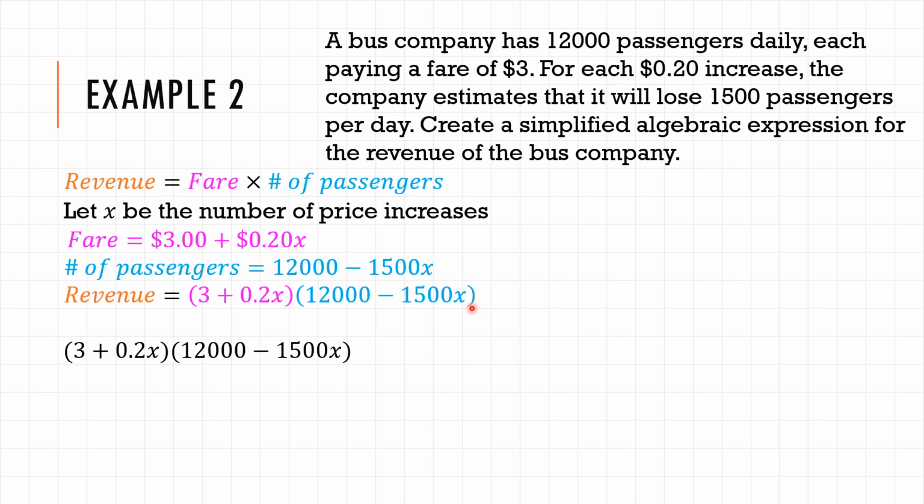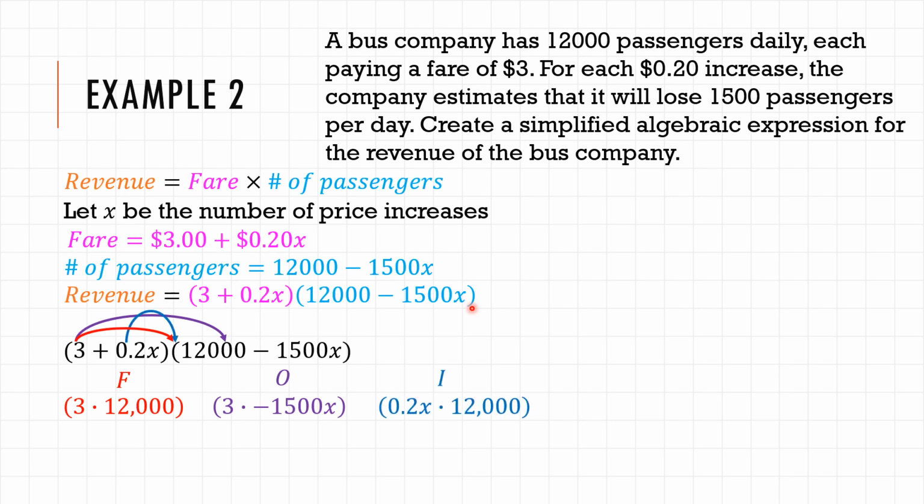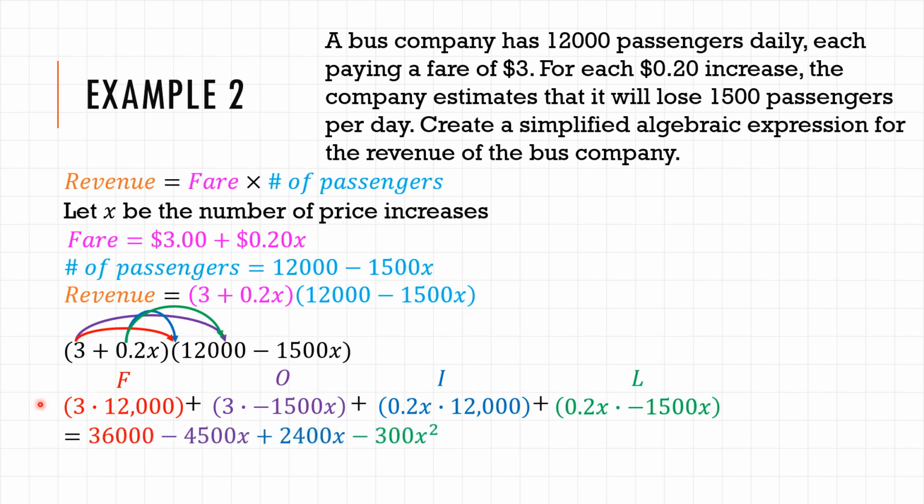So FOIL, let's see if your answer is correct. F is the first two terms, 3 times 12,000. O is the outer two terms, 3 times negative 1,500x. I is the inner two terms, 0.2x times 12,000. And L is the last two terms, 0.2x times negative 1,500x. And then we have to add all these together. So what do we get?